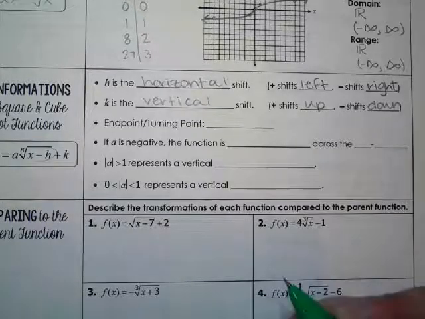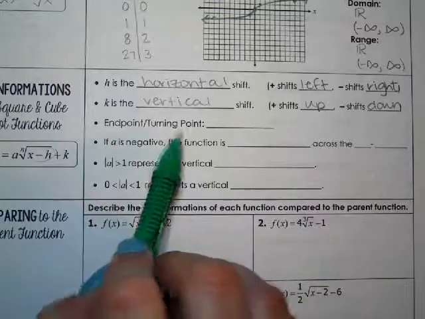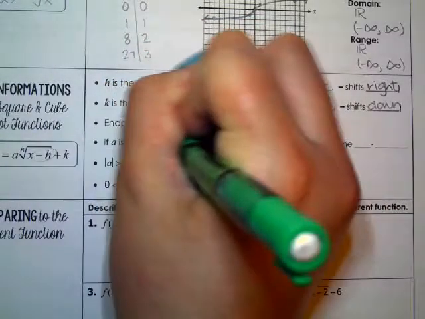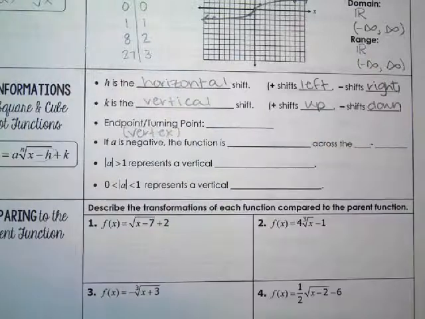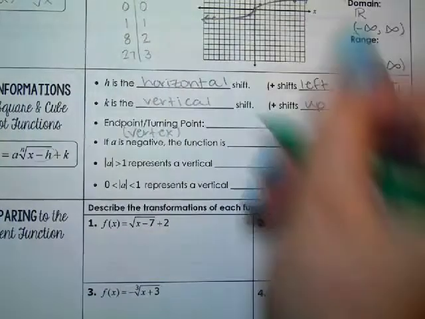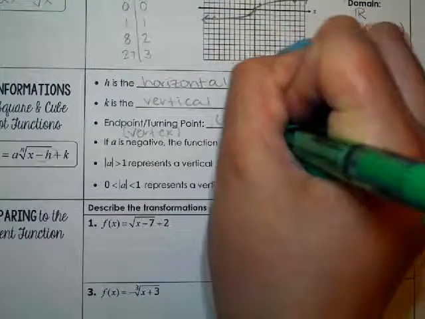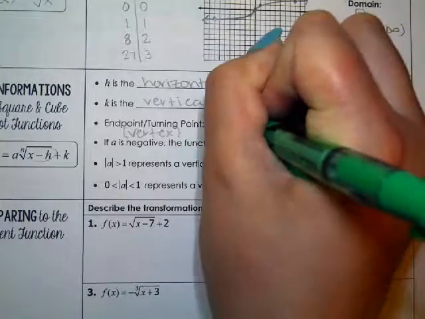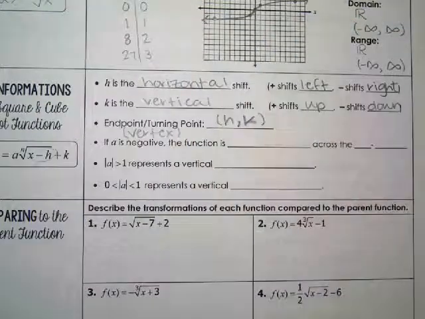The end point, the turning point, I'm going to write vertex underneath. It's not called a vertex, but it's going to remind us of the vertex. And that is H, K. Okay.